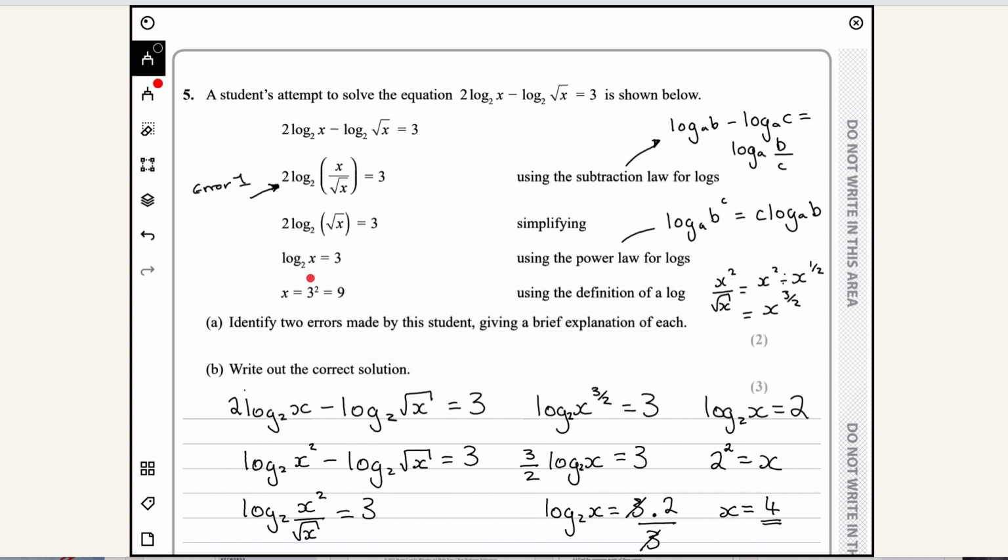What they've done is they have used the base as the power. The power is 3. This is the power. This is the base. And this is the argument. Okay, so in the definition of a log, this actually here should look like the base of 2 to the power of 3 equals x. So here it would imply x equals 8 if this would be a carry through mistake.